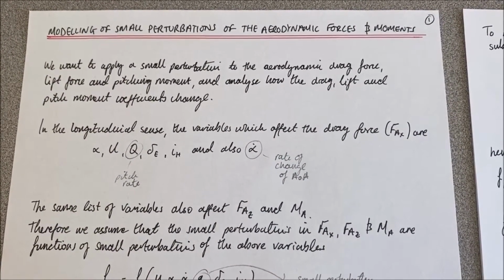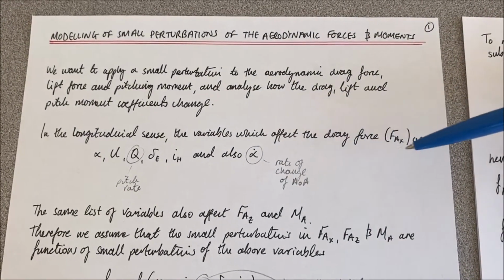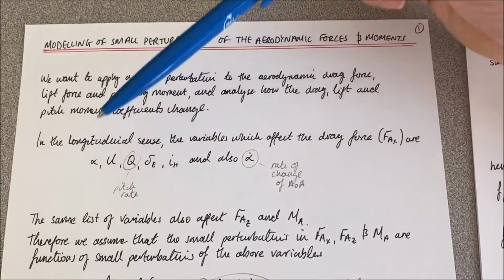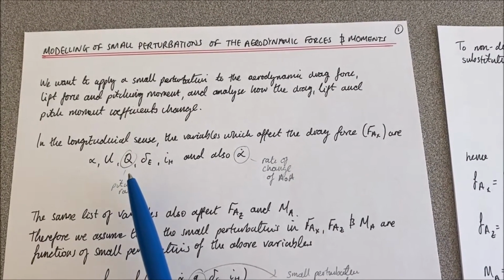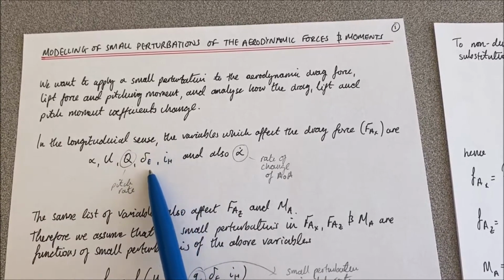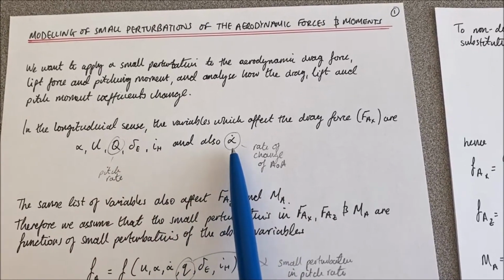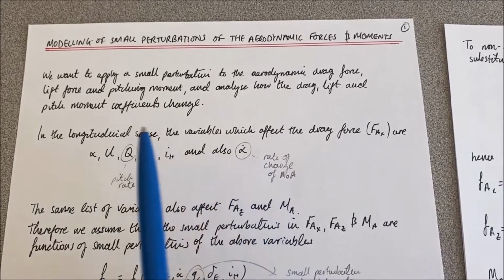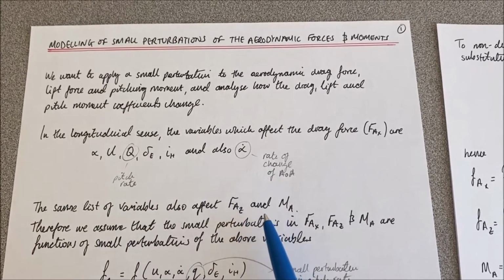So if we think about what variables are affecting, let's start with our drag force. What variables affect the drag force? Well, angle of attack affects our drag force, the forward speed of our aircraft affects the drag force, pitch rate will affect our drag force. If we change the angle of our elevator or of the horizontal tail it will affect drag, and also the rate of change of angle of attack will affect drag too. And all of these variables also will affect our lift force and also our pitching moment.